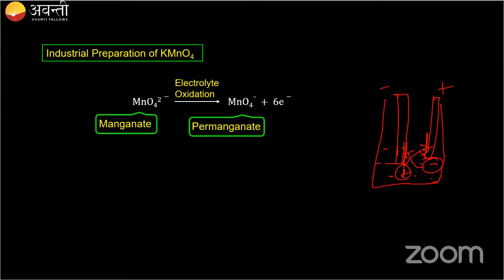First is the general preparation. Second is the laboratory preparation. Third is the industrial. Industrial means large scale preparation. Laboratory means small scale preparation. Got it? Students, any doubt from the preparation part? Shall we go with the properties of potassium permanganate?